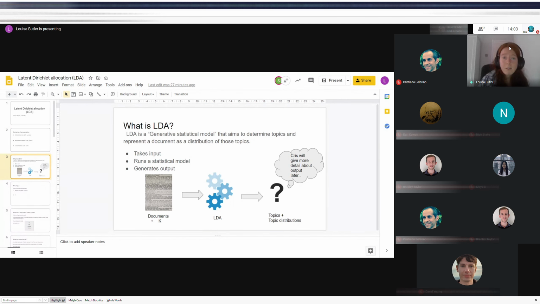So what is LDA? LDA is a generative statistical model that aims to determine topics and represent a document as a distribution of those topics. That's the definition, but what does that definition mean at all? So I'll break that down for you now.